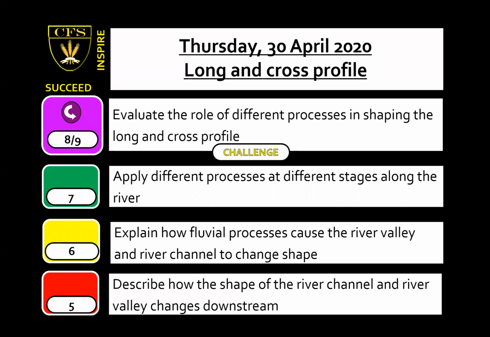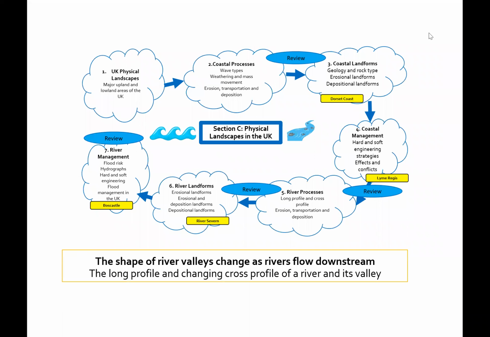So today we're looking at something called the long and cross profile of the river, and we're going to apply what we've learned previously, so those fluvial processes, to explaining how a river actually shapes as it goes from its start, from its source, all the way down to its mouth where it ends. We are currently here, so still looking at those river processes, looking at the long profile and changing cross profile of a river and its valley.